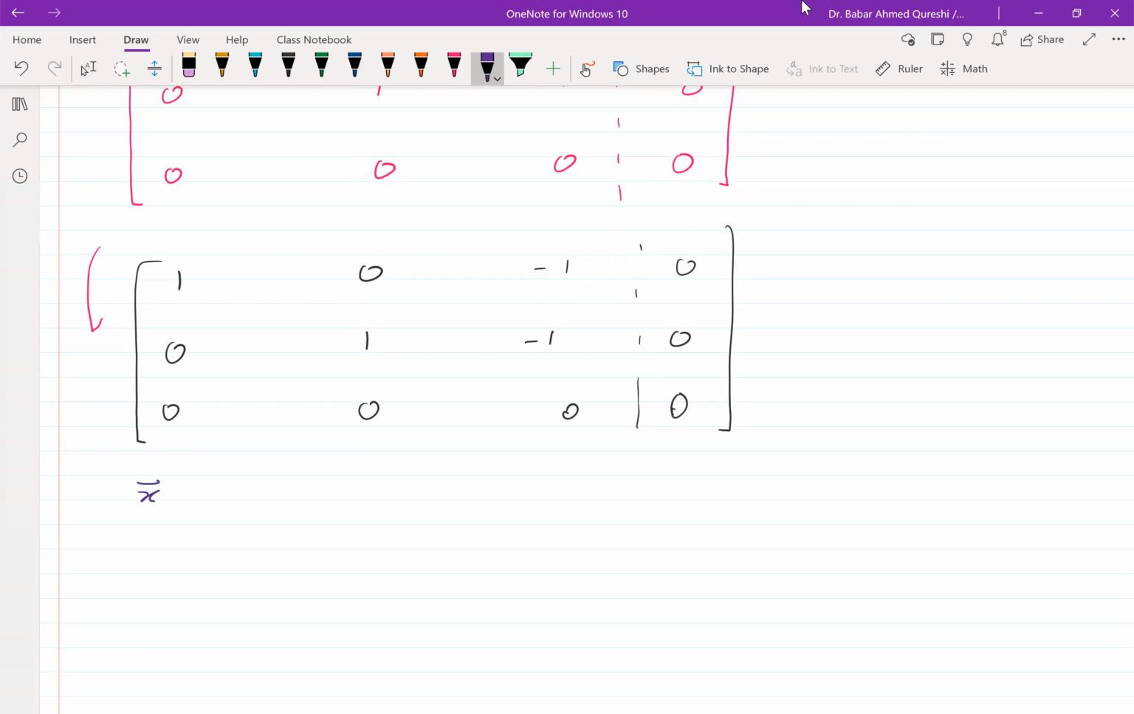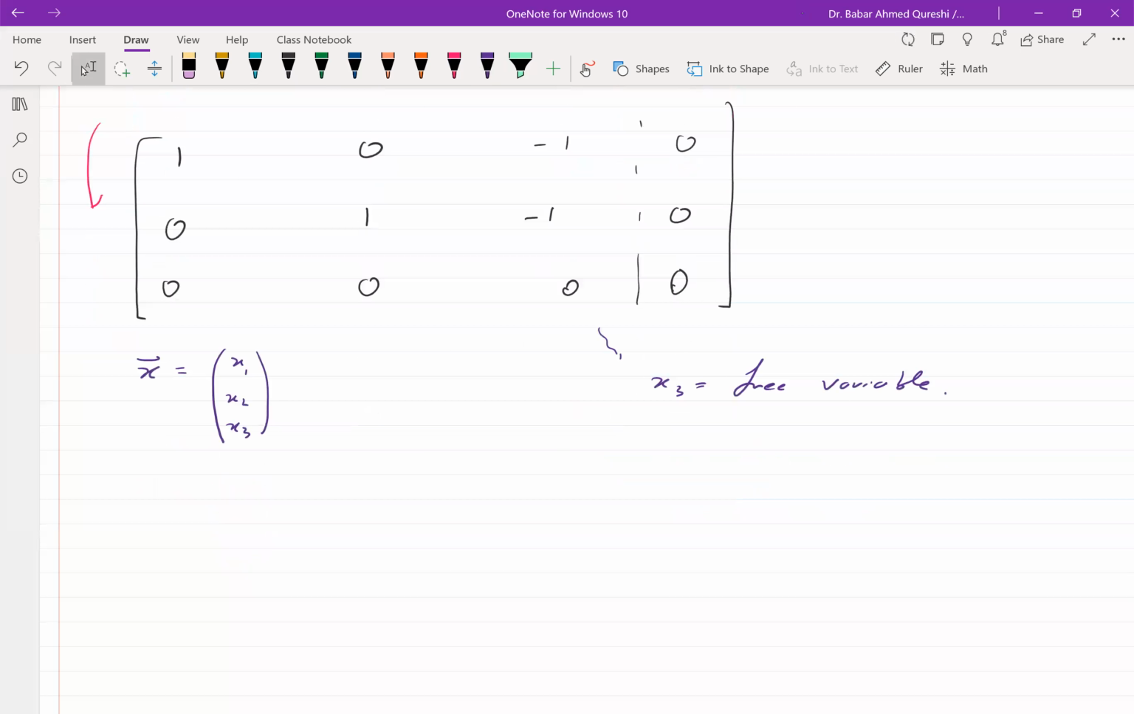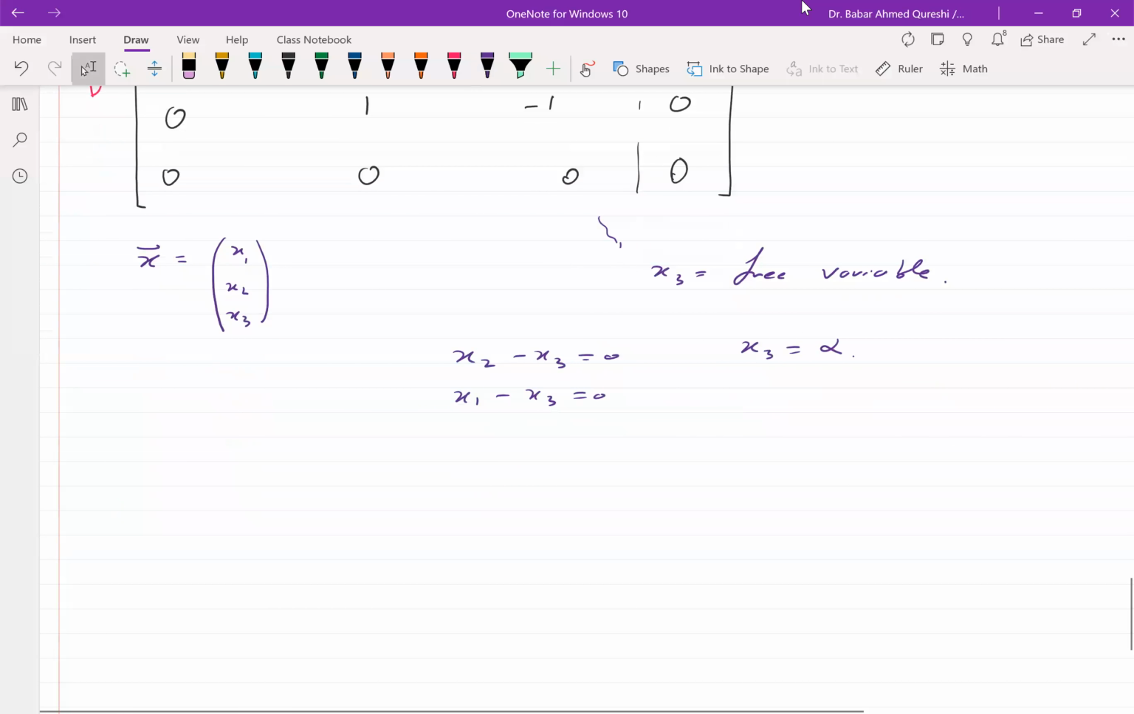If I write the vector which I'm trying to find as x1, x2, and x3, then this tells me that x3 is a free variable. The second equation tells me x2 minus x3 is 0. And the first equation tells me x1 minus x3 is 0. So if I put x3 equal to some arbitrary alpha because it's free, then x1 is also alpha and x2 is also alpha.